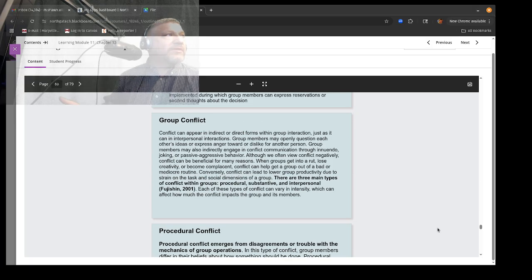Now, let's talk about group conflict. Group conflict is a necessity, and it happens in all groups. I'm not saying it's positive, but it can be turned into a positive.